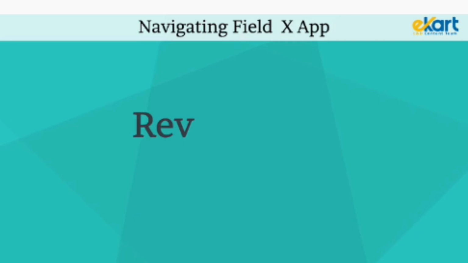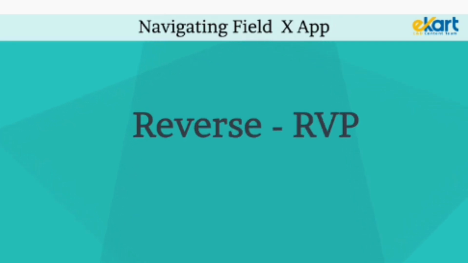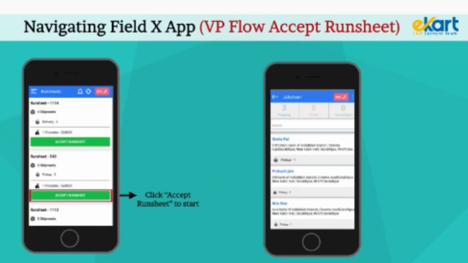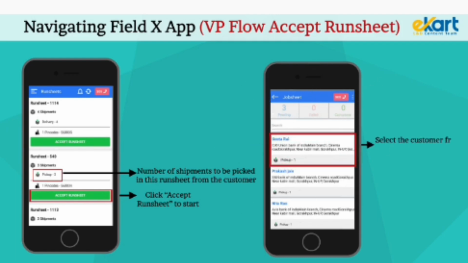Now that you're finished with forward delivery, we shall look at reverse, also known as RVP, which stands for reverse pickup. Once again, you may start the process by accepting the run sheet to start. The number of shipments that have to be picked up in this run sheet will show, along with the customer details. Select the customer from whom the shipment has to be picked up.